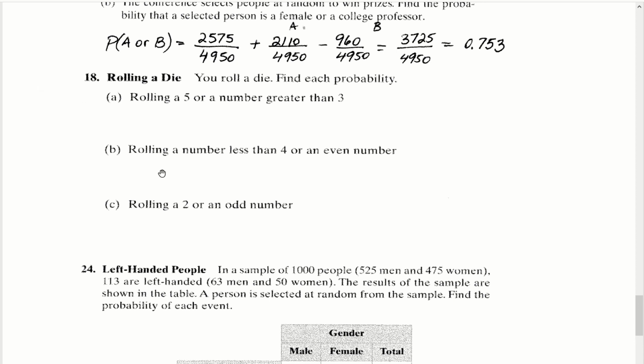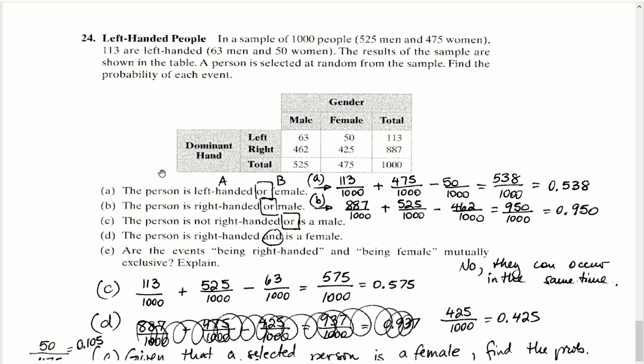I'll skip example 18, I'll let you try that one on your own. Let's do one last example of a stratified table. Suppose we look at a situation where in a sample of 1,000 people, 525 males, 475 females, we are told that 113 are left-handed, of which 63 were men and 50 were women. So we have our table. Again, it's stratified according to both gender as well as handedness, whether left-handed or right-handed.